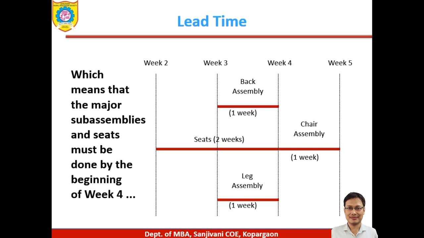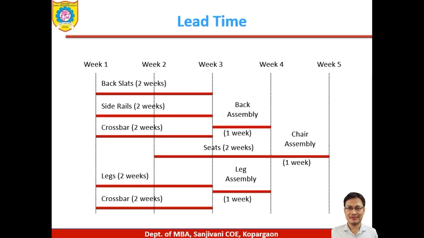Since it takes 1 week to assemble the final chair, the three sub-assemblies, the back assembly, the seat, and the leg assembly should be available on week number 4. Since it takes 1 week to assemble the leg and the back, we should start assembling the back and the leg assembly on week number 3. And for the seats, on week number 2 we have to start. Since it takes 2 weeks, it will get completed on week number 4.